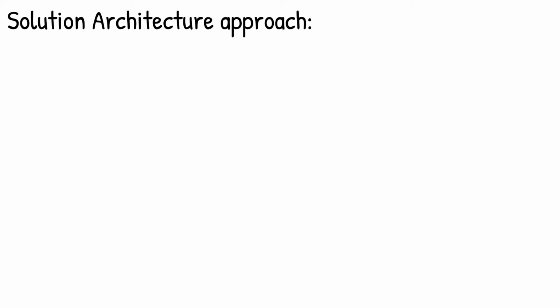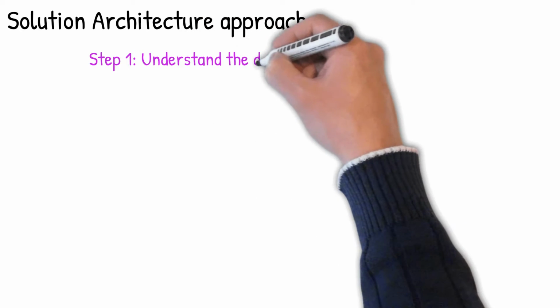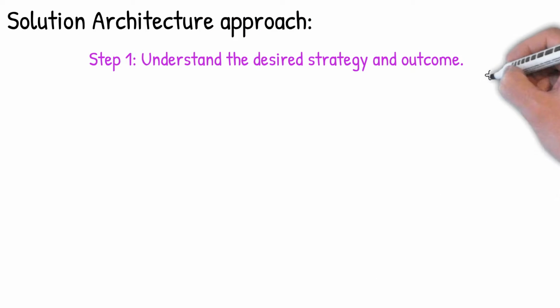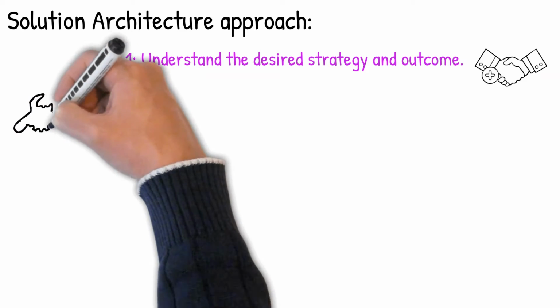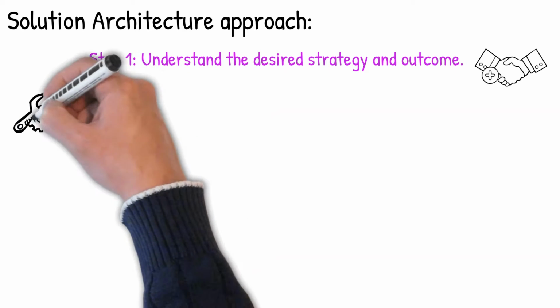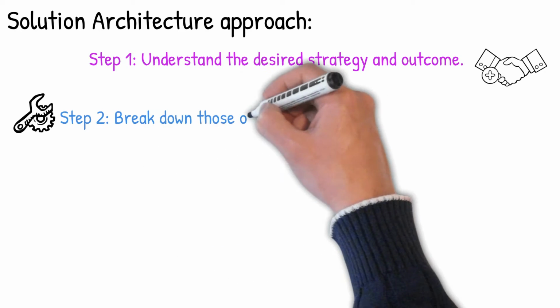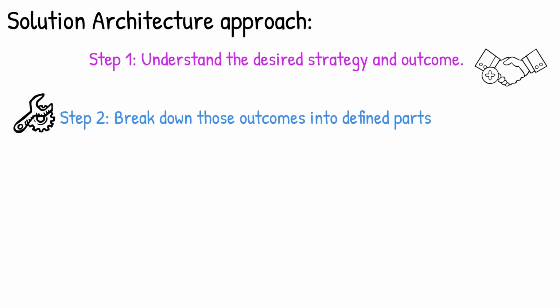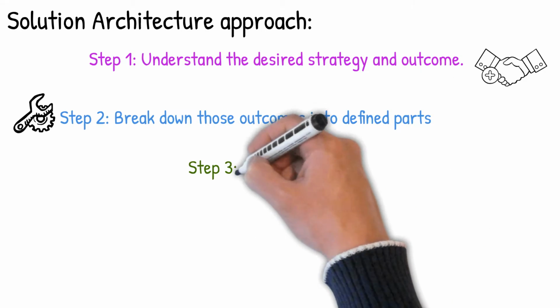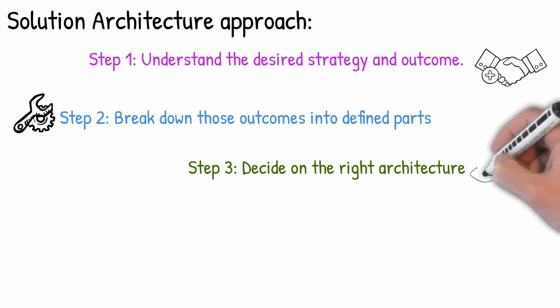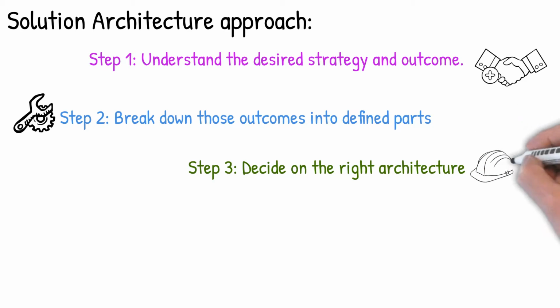The standard solutions architecture approach can be broken down into 5 steps. Step 1. Spend the time to truly understand the desired business or departmental outcomes. Step 2. Break down those outcomes into defined parts, including products, processes, and functions. Step 3. Decide on the right architecture to achieve what they have defined.